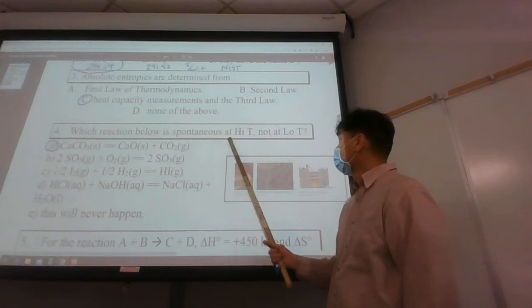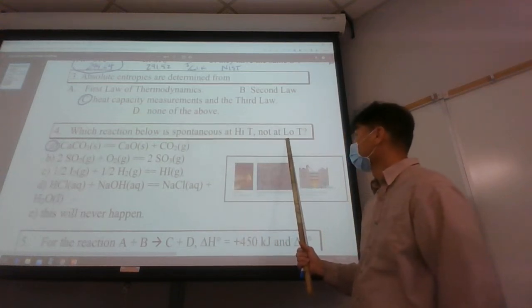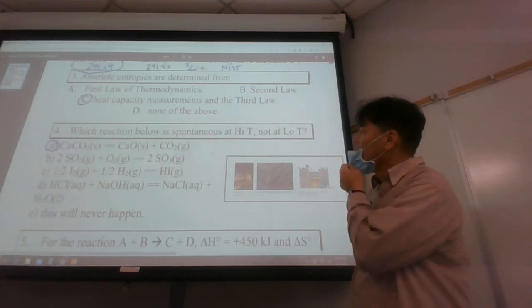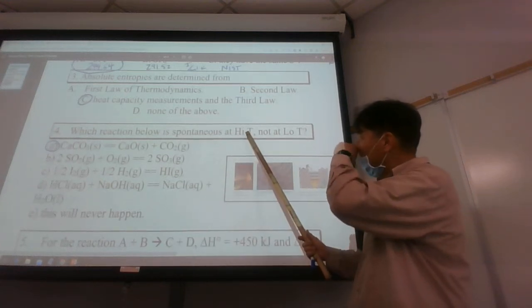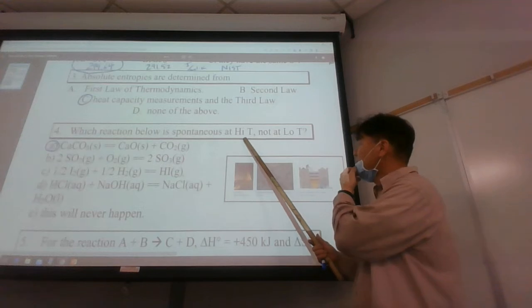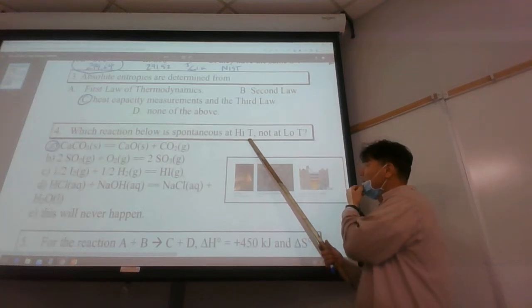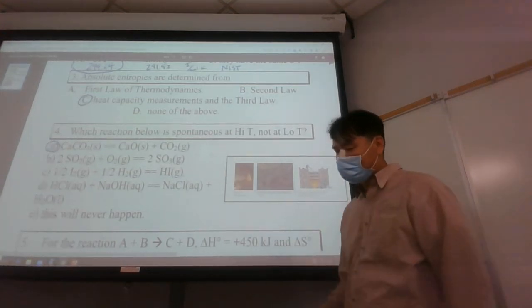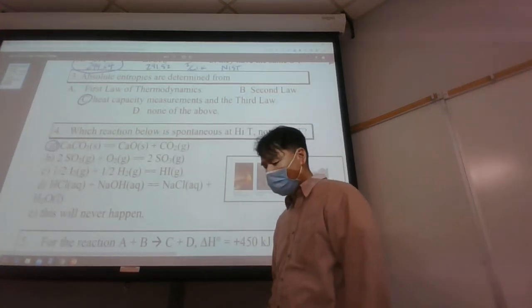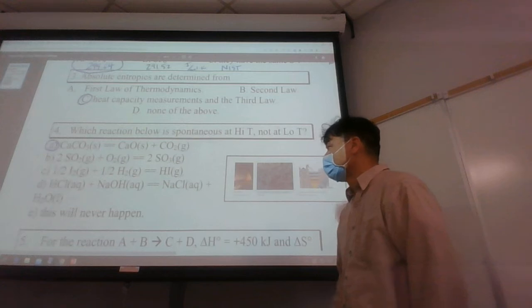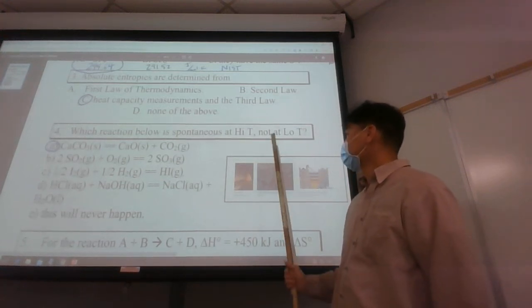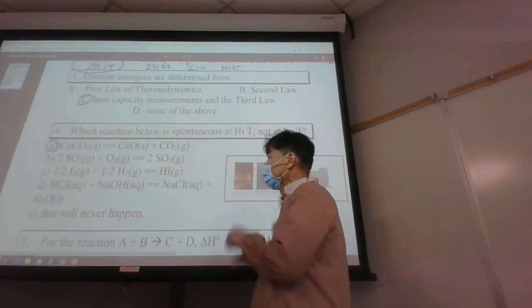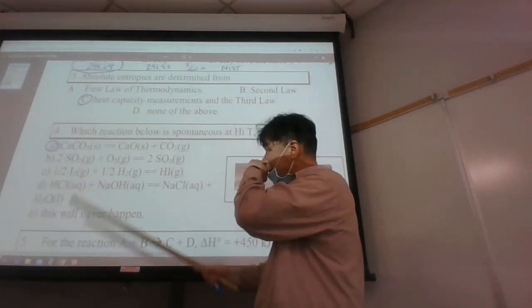Which reaction below is spontaneous at high temperature but not at low temperature? Okay, high temperature means it's an entropy-favored reaction. The higher the temperature, that means delta S has got to be positive, because if delta S is positive, we want to make that more favorable. But not at low temperature. Not at low temperature means it's kind of endothermic in that case.